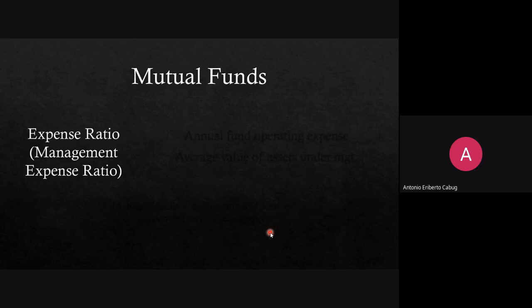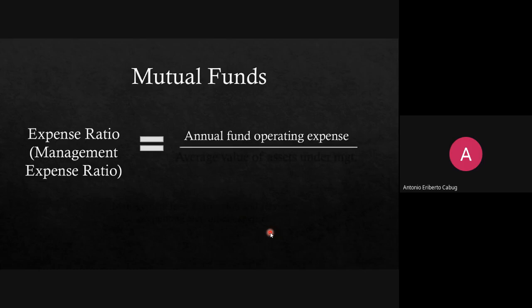Now, what's the most important ratio that we should guard when it comes to mutual funds? Simple lang naman ako pagdating sa ratio calculation ng mutual fund. The most important ratio that you should monitor is the expense ratio, aka management expense ratio. Okay? Expense ratio, the management expense ratio. This is calculated as the annual fund operating expense divided by the average value of assets under management. Basically, this is the portfolio.